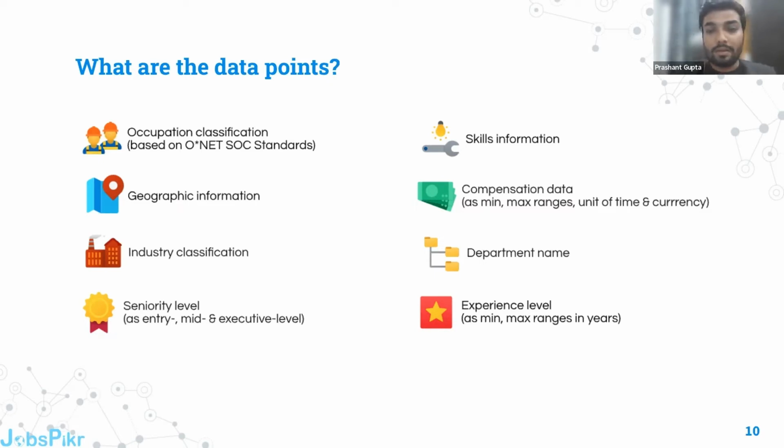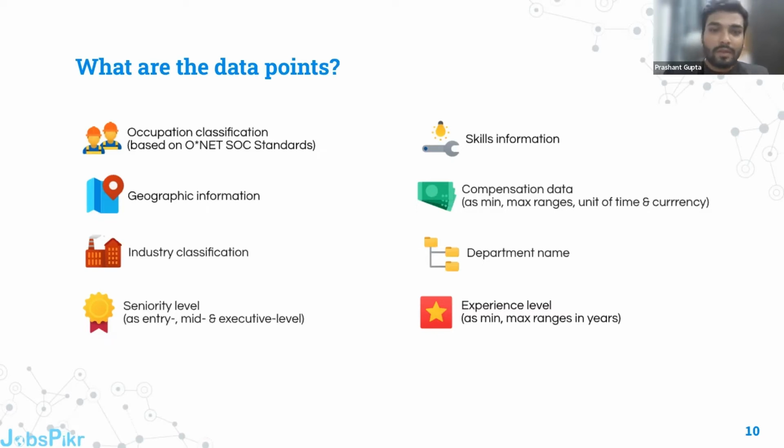Then, to check the work experience required for a particular role, we take the experience level as a minimum and maximum range. Then we look at the seniority level the job requirement is asking for. This data point is available as entry, mid-level, or executive level seniority. Then we also extract the education background wherever possible. This we have recently added, and the data point is available as high school, bachelor's, master's, diploma, or PhD.